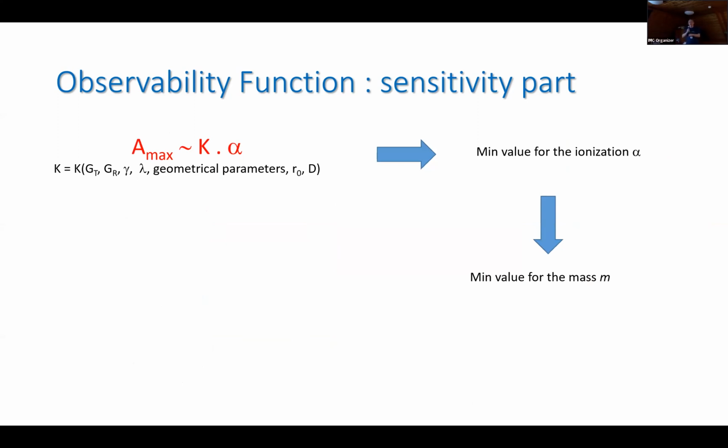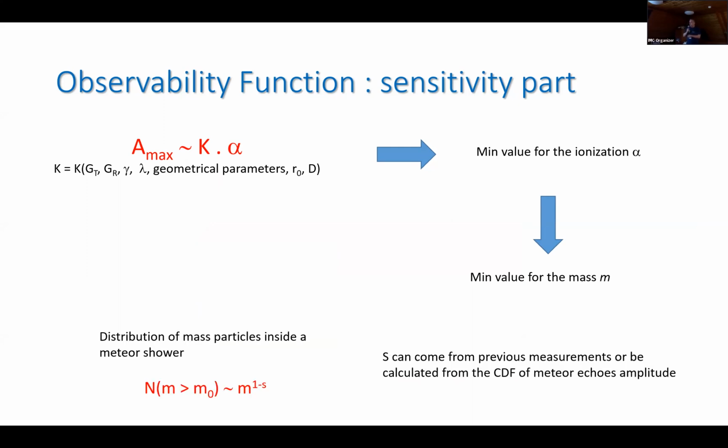So now if I look again at the complex formula, it's not completely true, but nearly, the maximum amplitude that we can detect is related somehow to the ionization. So we need a minimum value of the ionization, all along the points that we have computed, to be detected at the receiving station. That puts a minimum value on the mass. Of course, in meteor showers, we know that the distribution of particle masses more or less follows a power law with an index S. This is called the mass index.